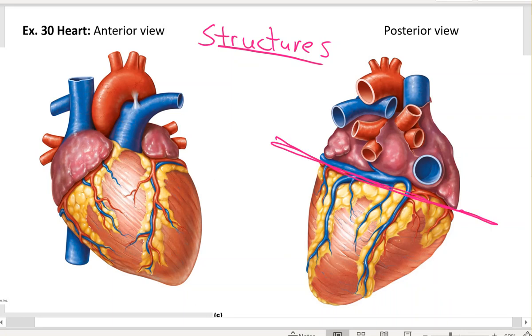We're also going to have an atrioventricular sulcus. That's where the pink line is right here, the atrioventricular sulcus. And on the posterior side, we're going to see a big vessel that lives in that atrioventricular sulcus, often called the coronary sulcus. And that's going to be our coronary sinus that lives in the coronary sulcus.